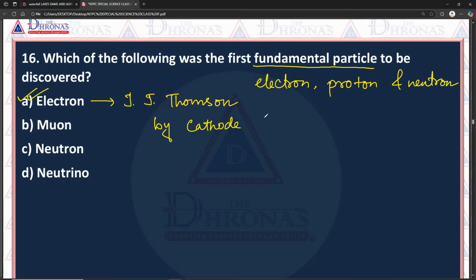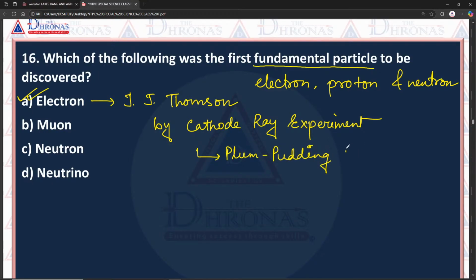J. Thomson by cathode ray experiment. Electron was discovered by him. He also gave an atomic model known as the plum pudding model. The first atomic model was given by him, the plum pudding model. Okay.